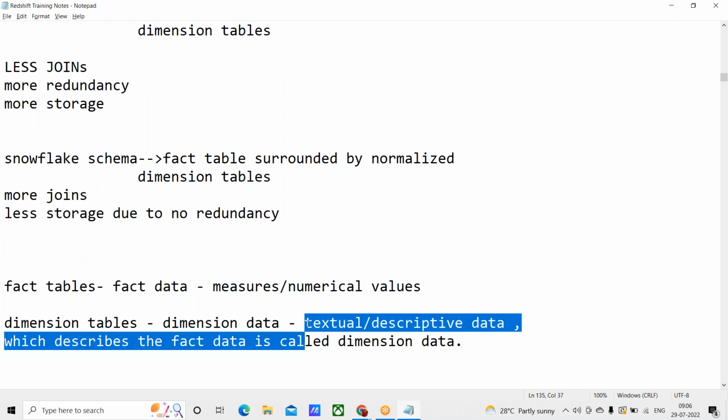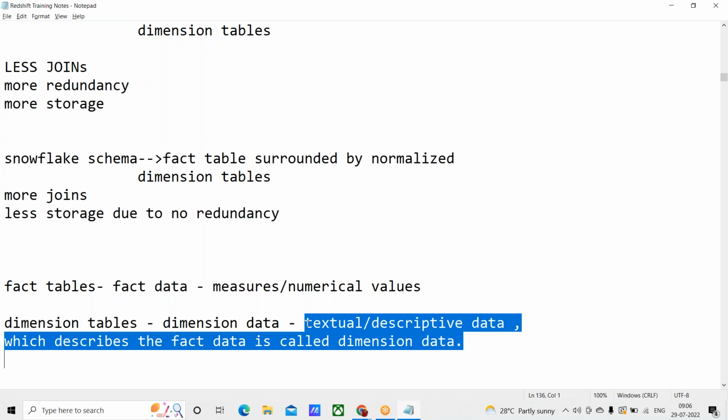textual or descriptive data is called dimension data. So it talks about brand, color, features. For example, location name, region, state, country.